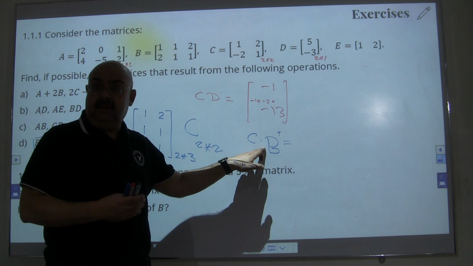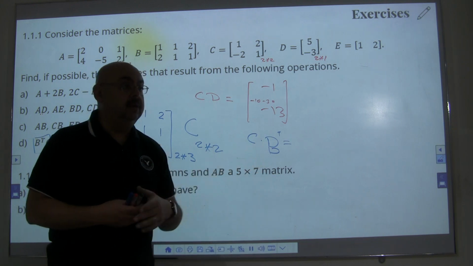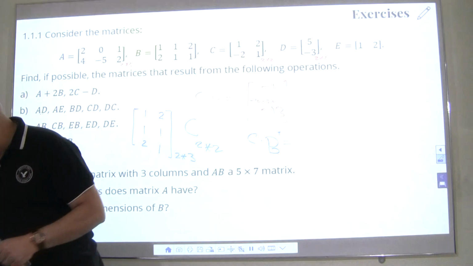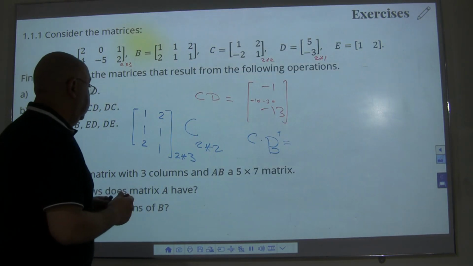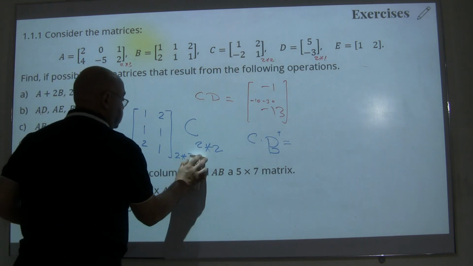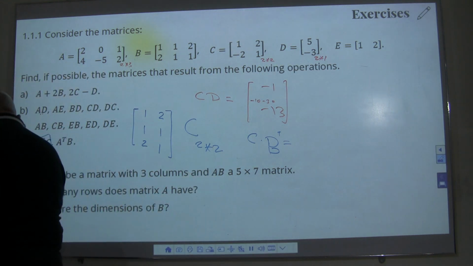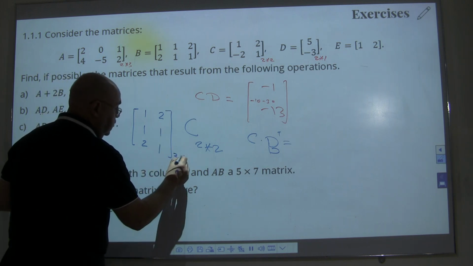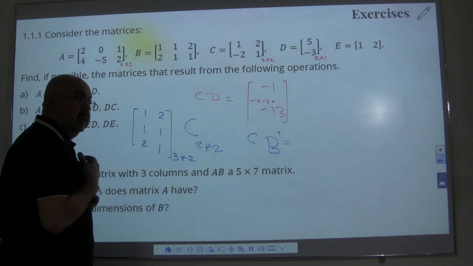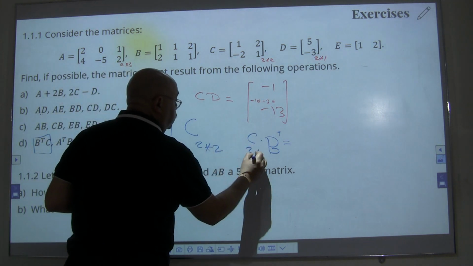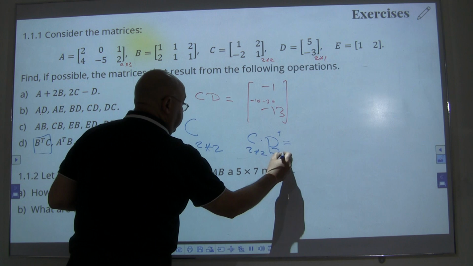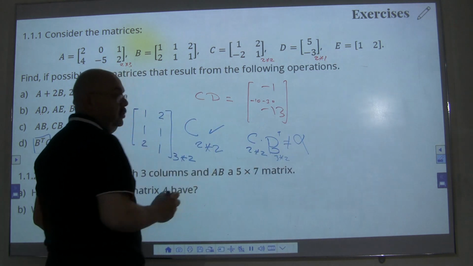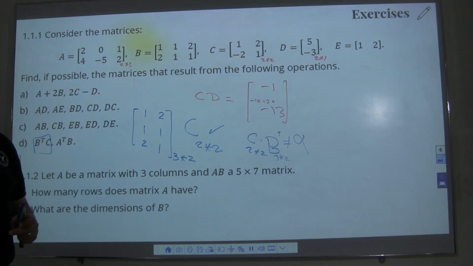The first one is supposed to be 3 rows and 2 columns. Yes, I'm sorry, you are right. So this is 3 by 2. I got confused. C is 2 by 2 and this is going to be 3 by 2, so it's not going to be possible. But this can be possible. Yes, you are right.